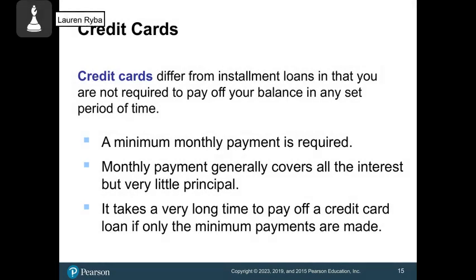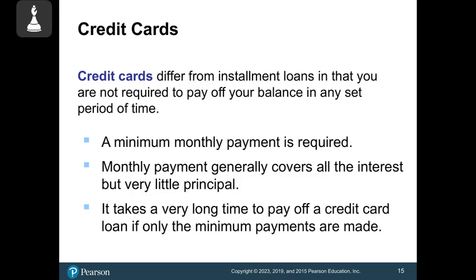Now, credit cards are a little different. The reason is you're not required to pay off the whole balance. That's kind of the problem with credit cards. So people will charge and then they don't pay off the whole thing. And as we saw in a previous section, that interest costs a lot. You end up paying a lot extra in interest if you cannot pay off your balance. So credit cards only require a minimum monthly payment, but that monthly payment pretty much just covers interest and doesn't really drop down your balance.